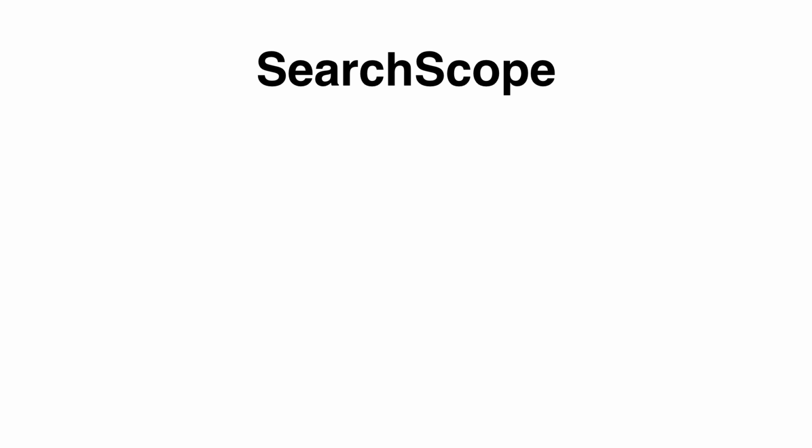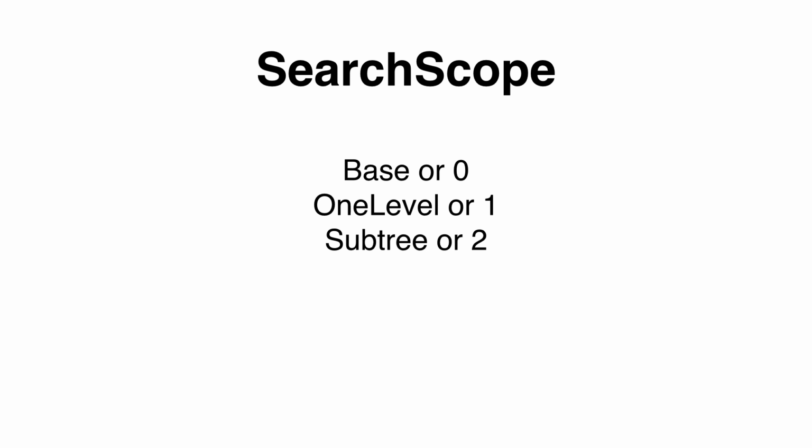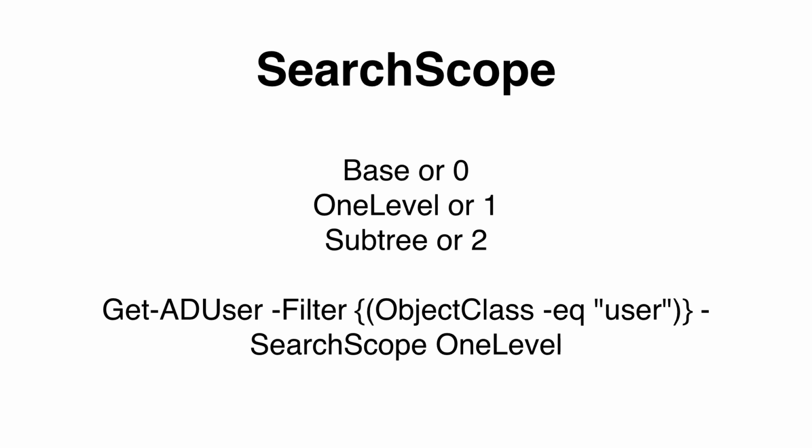Another way to limit the search is to specify the search scope. We can set the scope to base or to 0. This will only search in the base entry. We can set it to 1 level or 1. This will search 1 level beyond the base entry. And we can set it to subtree, which is the default, and this will search the complete subtree from the base entry. And here's an example on how to do that.